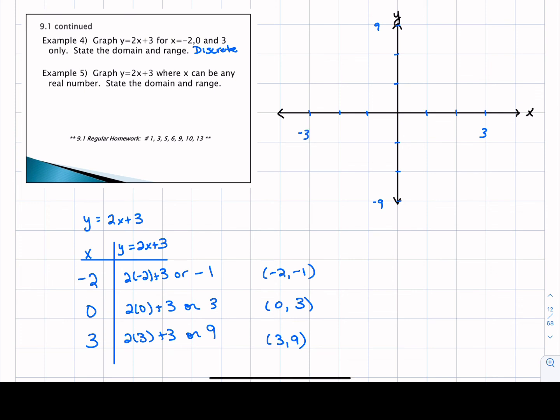So my first ordered pair is going to be -2, -1. So when x is -2, y is -1. Just be mindful of our scale here.